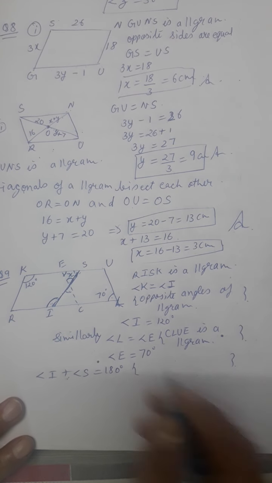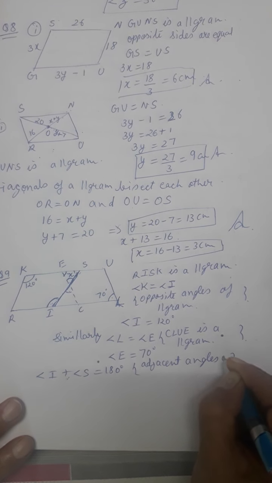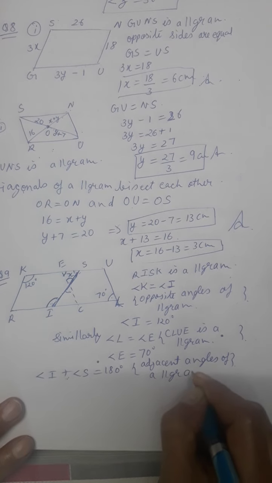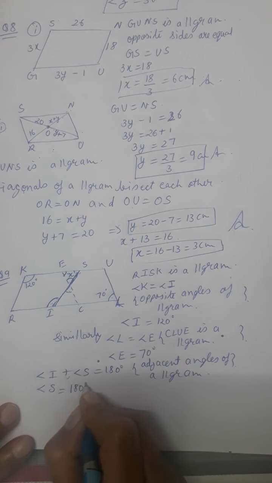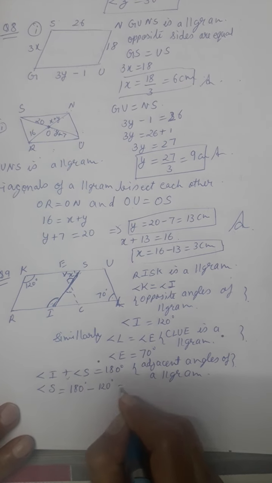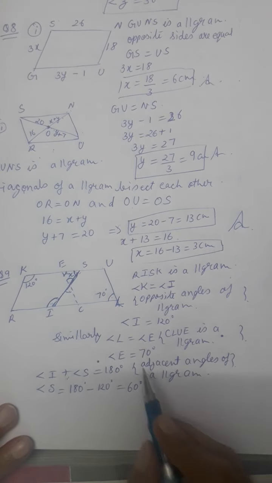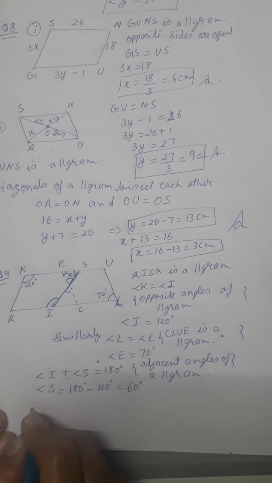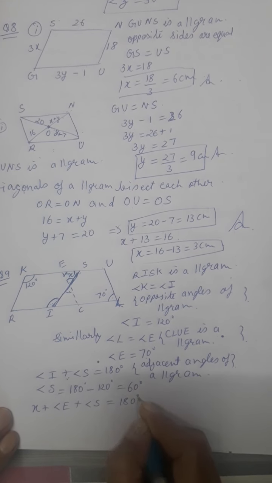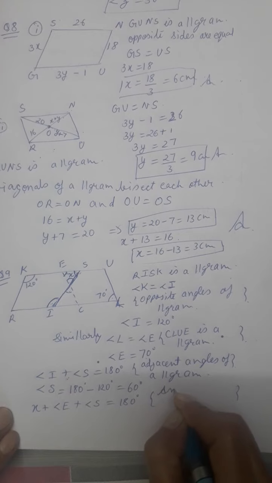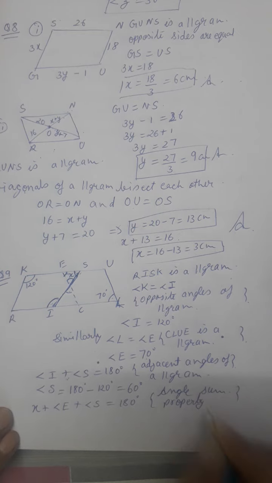Why? Adjacent angles of a parallelogram. So you can find out the value of angle S. What will be the value of angle S? 180 degree minus 120 degree, that is 60 degree. Now you got angle S as 60 degree, angle E you got as 70 degree. So x plus angle E plus angle S is equal to 180 degree. By which property? Angle sum property. Okay, by the angle sum property.